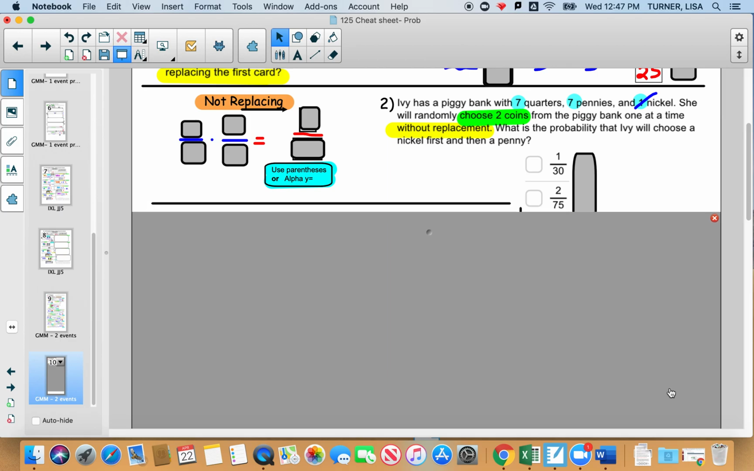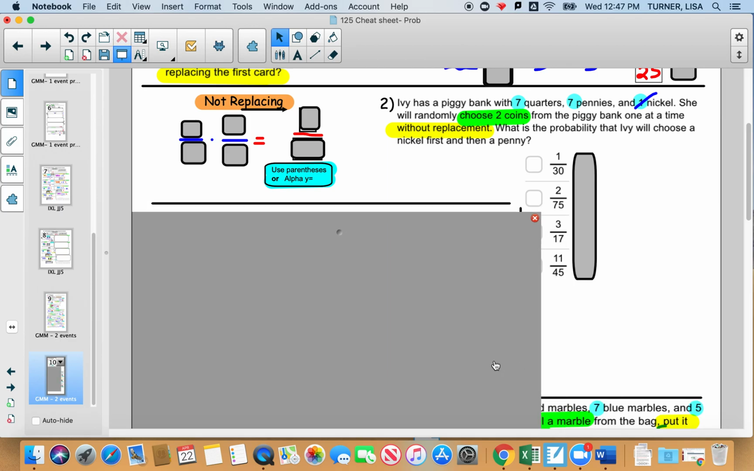And take a look at this one. You will have a multiple choice. Do not just guess. Please, please, please. Just write the fractions down and do it. So here we go. We have Ivy as a piggy bank with 7 quarters, 7 pennies, and 1 nickel. All right. She randomly chooses 2 coins from the piggy bank without replacing. And so when I add these up, 7 plus 7 plus 1, I get a total of 15.